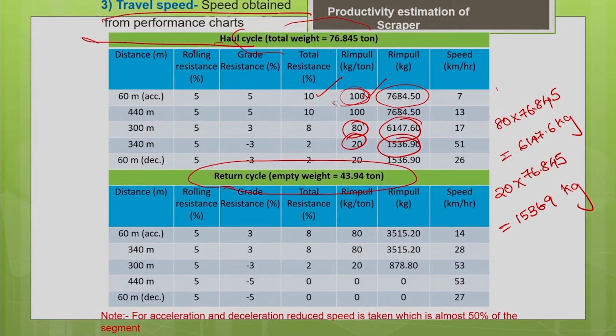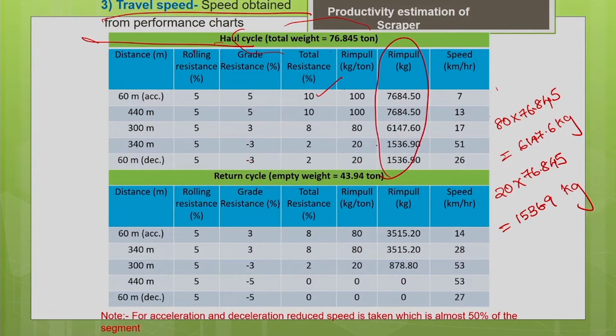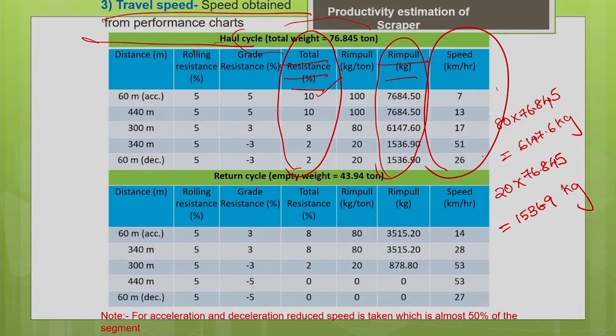So you can do the conversion. You use either this total rim pull or total resistance, and find the corresponding speed in the performance chart. I have assumed some approximate values. Actually you are supposed to look for the correct scraper model number. Take the equipment handbook, look for the particular model number, and you will have the performance chart for that model. From that performance chart, with the total rim pull, you can find the corresponding speed, or with the help of the total resistance percentage, you can find the corresponding speed.